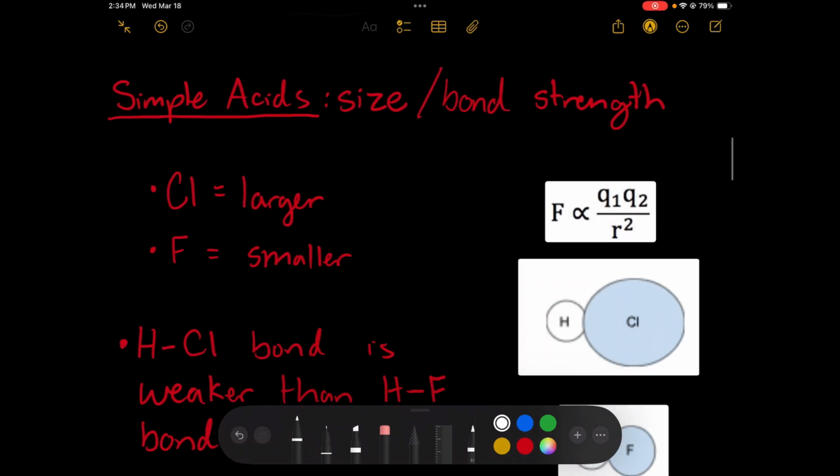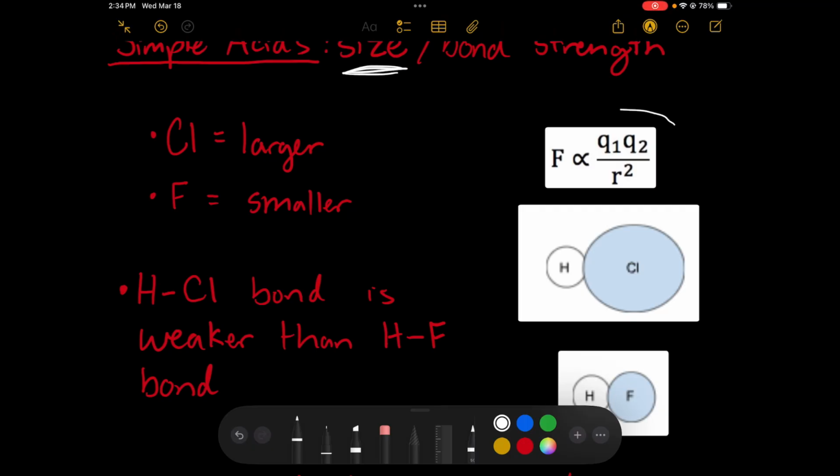So if we're looking at simple acids, usually made up of hydrogen and one other atom, a monoatomic anion like chlorine or fluorine or bromine, we want to pay attention to the size of that anion. The reason is all about Coulomb's law, because as the size of a particle increases, the distance between that particle and whatever it's attracted to also increases. And when we increase our denominator, or that distance, we have a lower force of attraction. So that's the concept behind this.